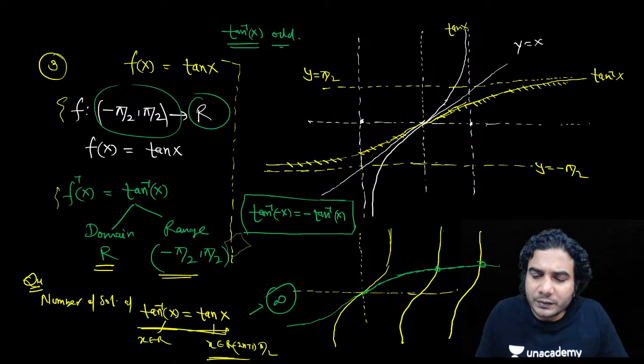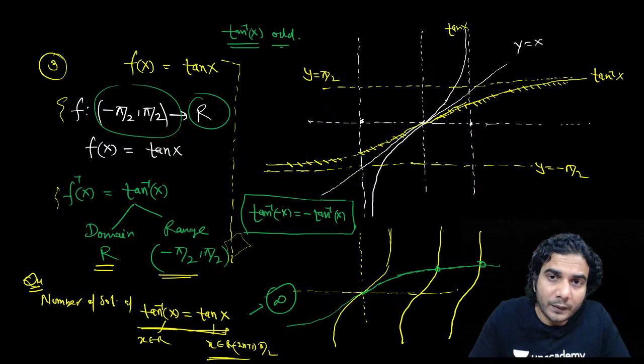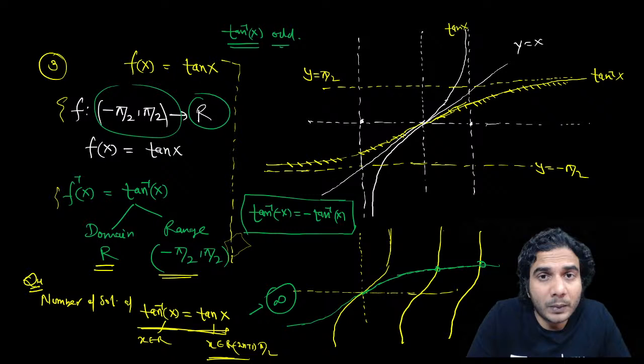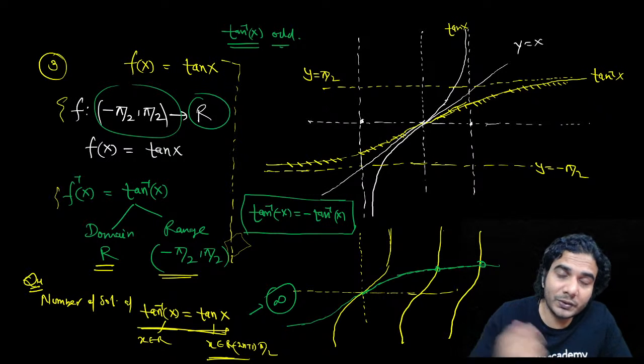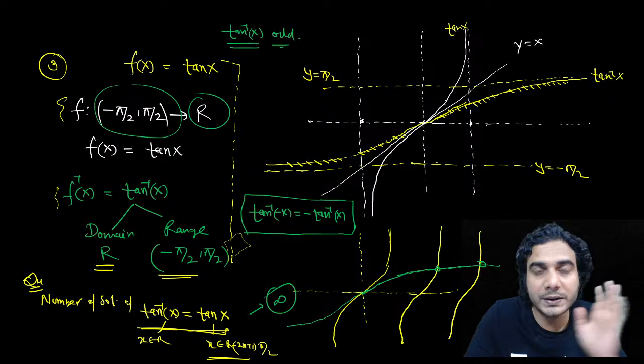So if he frames the question like this: find the sum of solutions of tan inverse x equals tan x in the interval minus 10 pi to plus 10 pi. If you count them, up to pi there's no positive solution, up to 2 pi there's one solution, up to 3 pi there are two solutions. So up to 10 pi there will be 9 positive solutions, and from minus 10 pi to 0 there will be 9 negative solutions, and one solution is 0 only.